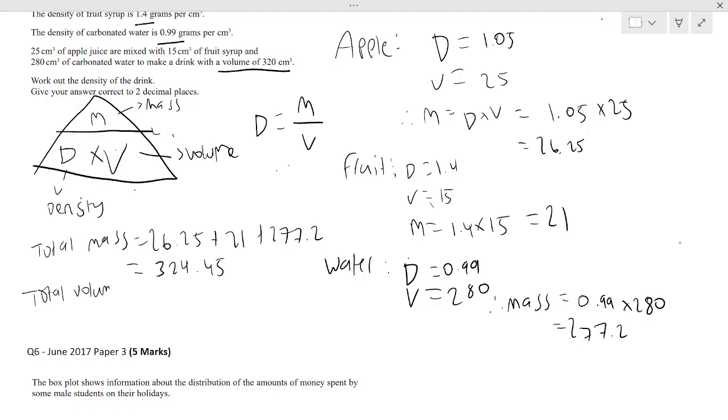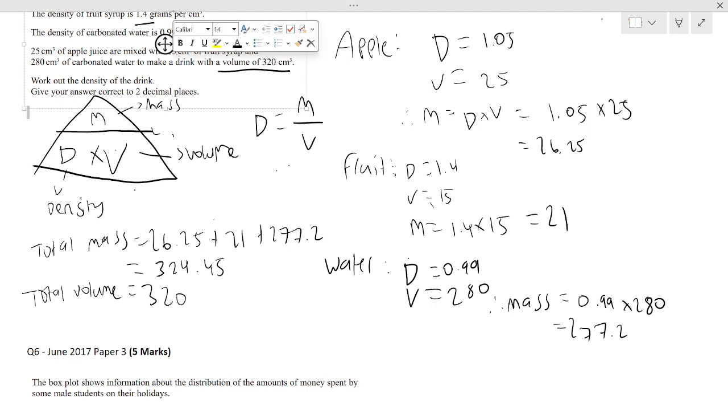And the total volume, so what's the total volume? So the volume that all three of the drinks occupy, right? The volume of the individual drinks, we add them together. The volume of 25, 15, and 280 is the total volume. They're actually giving us all that here, actually. So it's 320, if we add them all together, the 25, 15, and the 280.